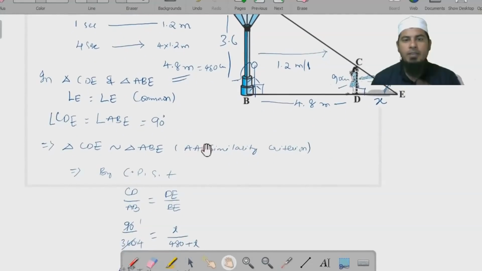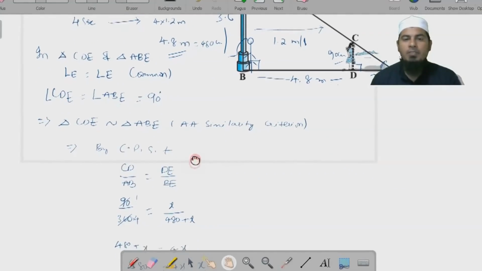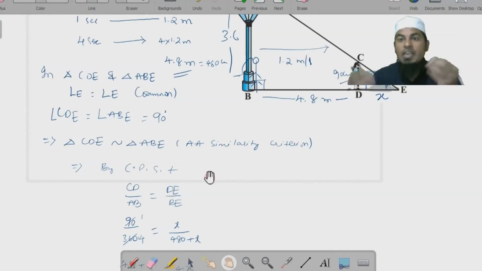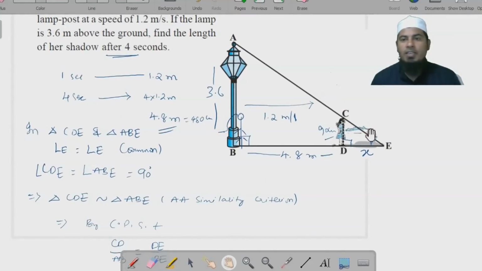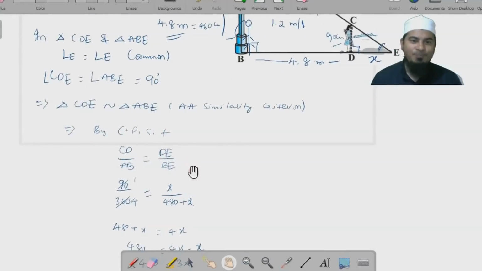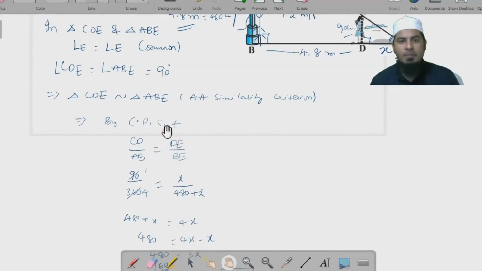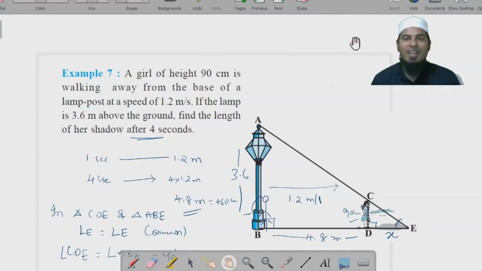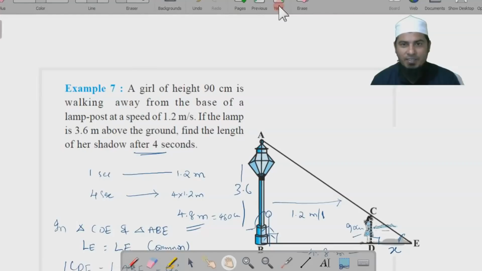These two triangles are similar, and by CPST corresponding sides will be in the same ratio. We need to take those side ratios for which information about the sides is given. So we are not taking AC and CE, AE. We are not taking that ratio because the information for that is not given. Therefore, we write CD by AB is equal to DE by BE, since corresponding sides will be in the same ratio. Substitute, cancel to get the answer. 160 centimeters will be the answer. I hope you understood. Let us take the next question.